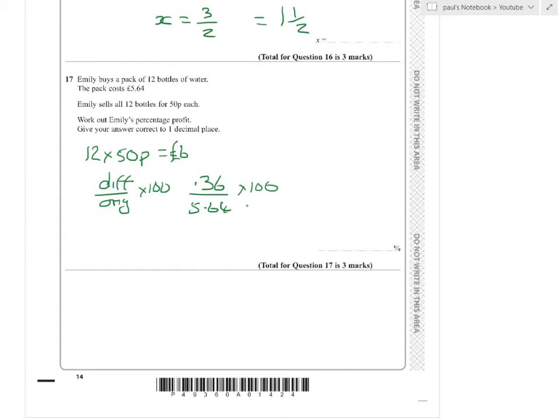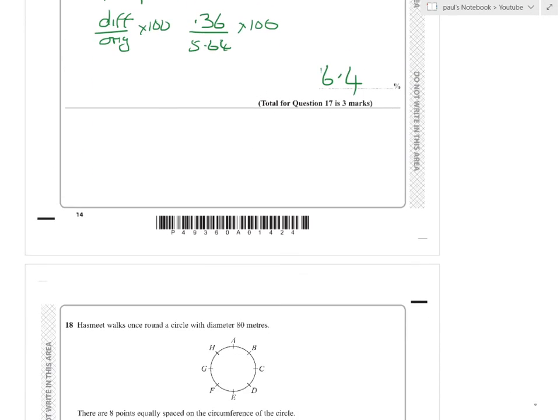So 0.36 divided by 5.64 times that by 100 equals 6.38. To one decimal place that is 6.4%.